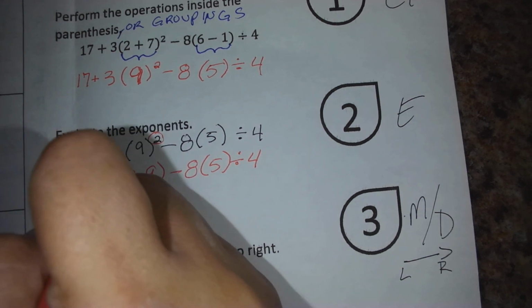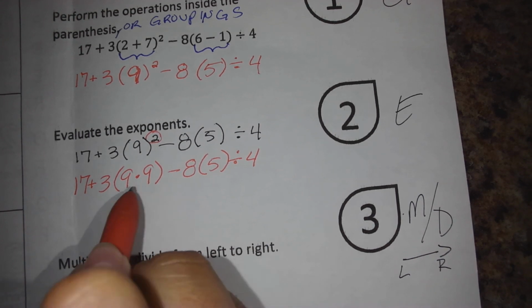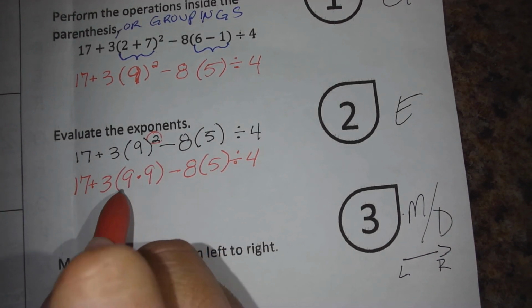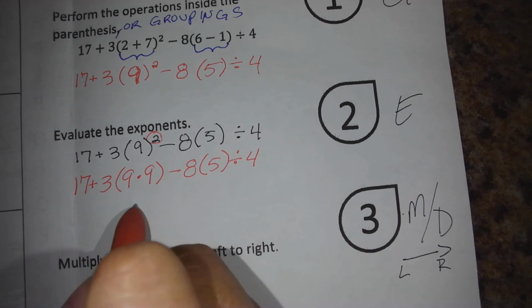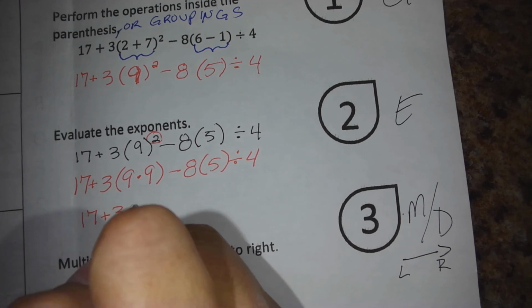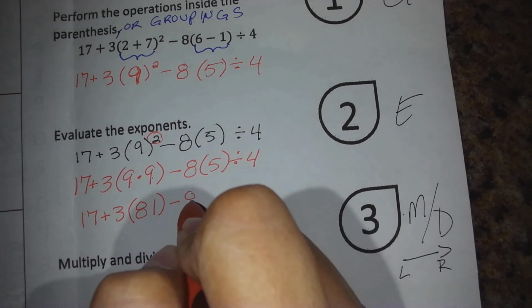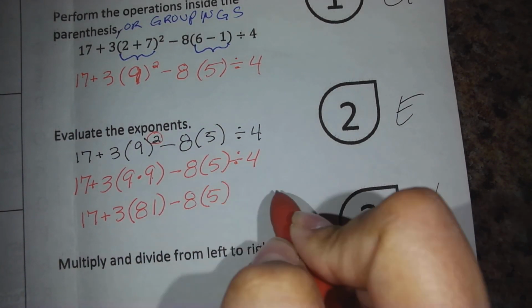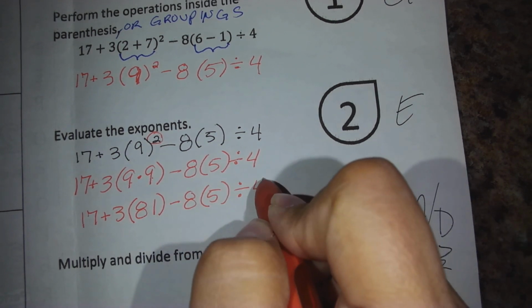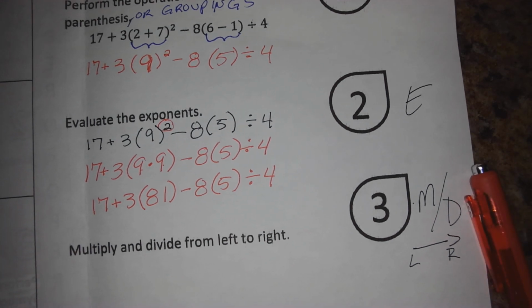Do I normally do this? Copying everything else again? Yes, but not to this great detail. You're training your brain. So we're going to go ahead and take care of this right here now because it's an operation inside the parentheses that I've done. I've expanded it. So now it's 17 plus 3. And then 9 times 9 is 81. Copy everything else. I know. How tedious. That's okay. We'll live.